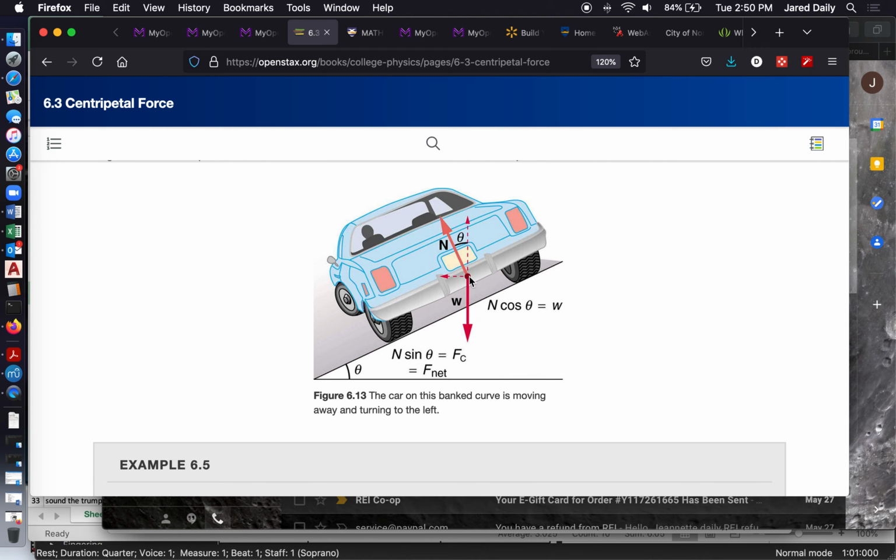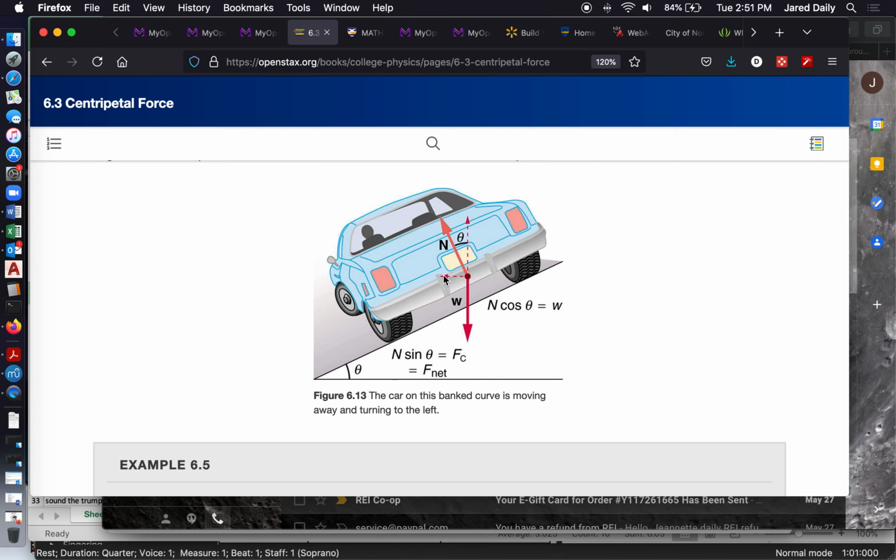The weight is going to cancel out part of the normal force, the part of the normal force that's going straight up will be canceled out by the weight. But the part of the normal force that's pointing this way, because it's tilted slightly to the left, that component of the normal force is actually pointing towards the center of this turn. So it's pointing towards the center of the circle.